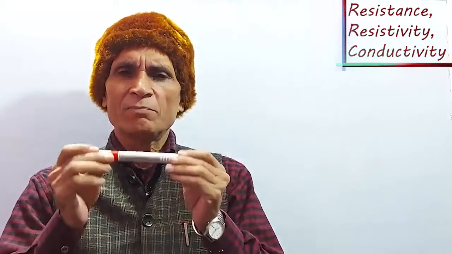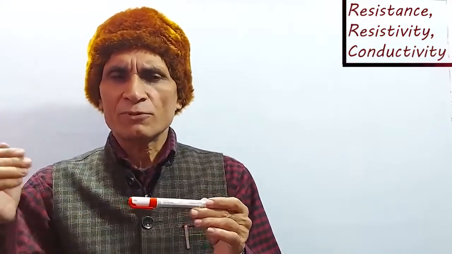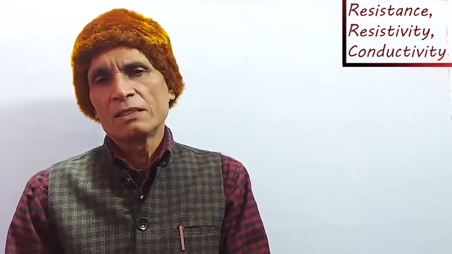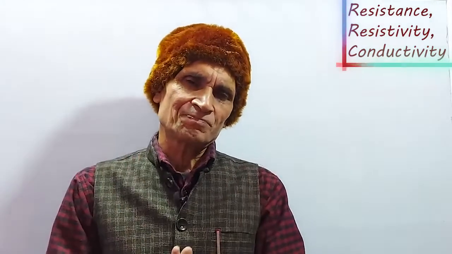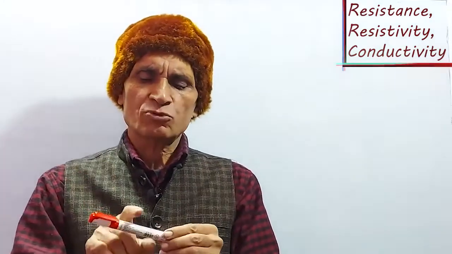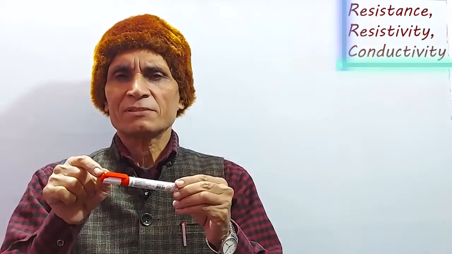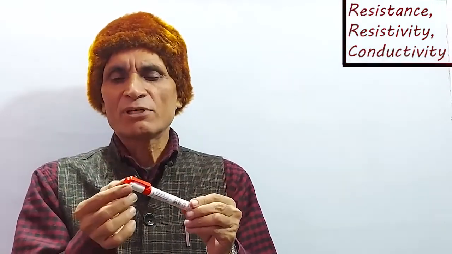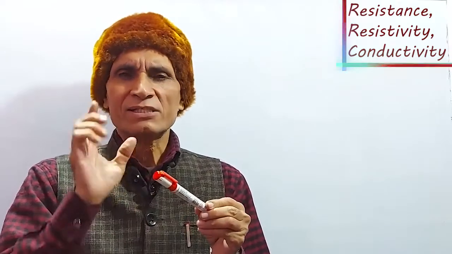Hindrance or obstruction offered by a material or conductor to the flow of current, to the flow of electricity is called resistance. Resistance of a material or resistance of a conductor is directly proportional to the length of the conductor and inversely proportional to the cross-section area of the conductor.